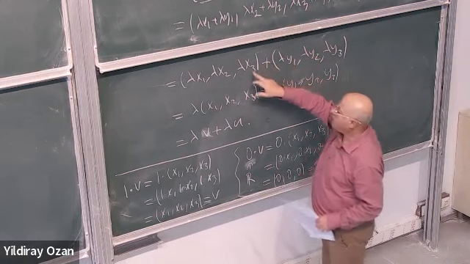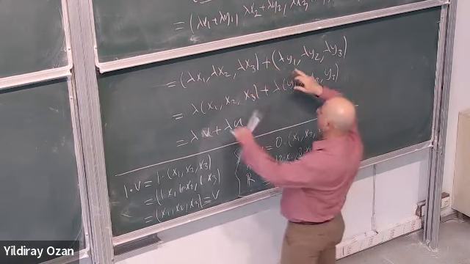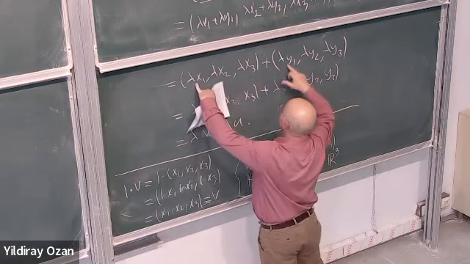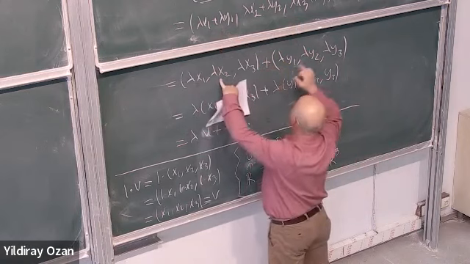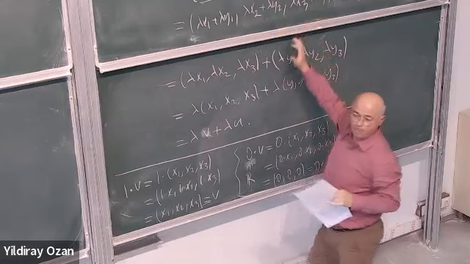Okay. Let's start from here. How would you add these two vectors? Well, you add them component-wise. So this plus this one, this plus this one, which is this gadget, and then this plus this one, which is this gadget.